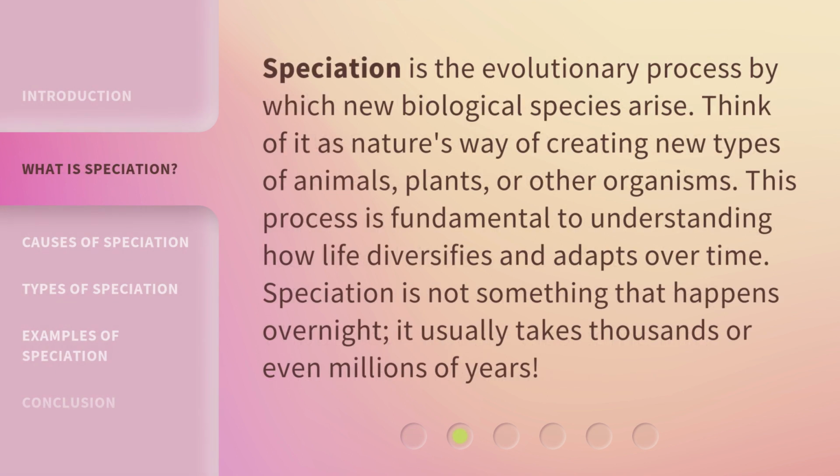Speciation is the evolutionary process by which new biological species arise. Think of it as nature's way of creating new types of animals, plants, or other organisms. This process is fundamental to understanding how life diversifies and adapts over time. Speciation is not something that happens overnight. It usually takes thousands or even millions of years.